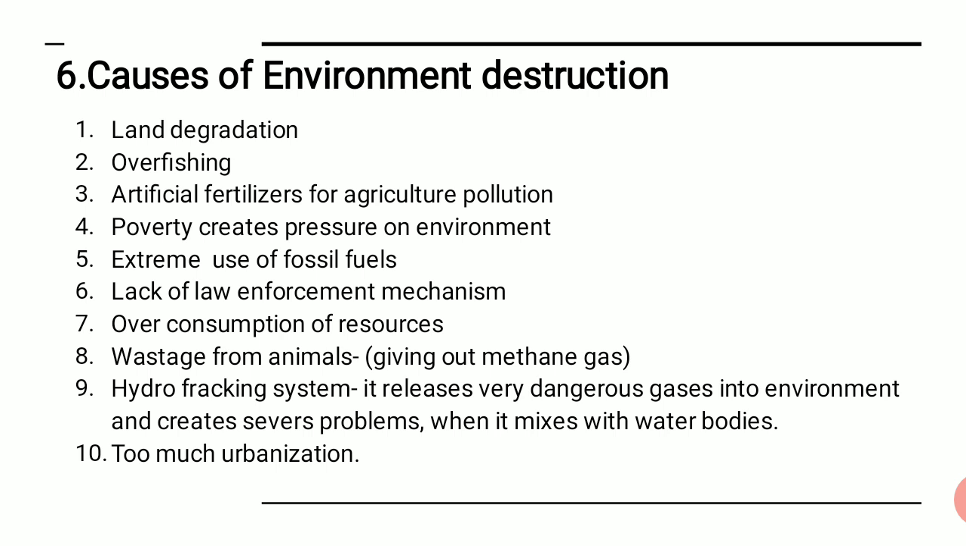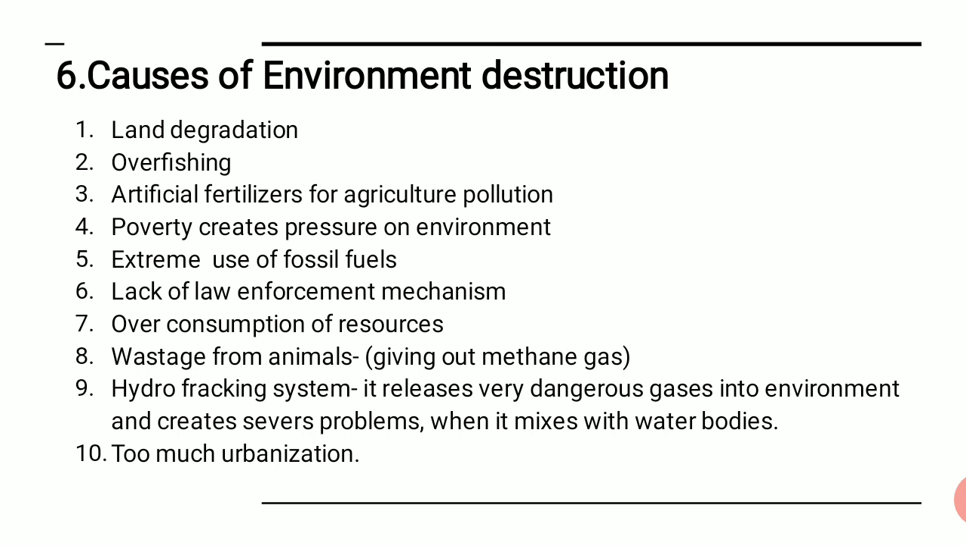Next comes up is about the hydrofracking system. Hydrofracking is such a system in which there is the release of very dangerous gases into the environment, and it creates severe problems, right? Severe problems when it mixes with the water bodies and contaminates them. That means whatever gases are being released through hydrofracking mix with one or the other water bodies and contaminate them. That means it pollutes the whole water, and because of that the content of a few dangerous gases increases. It is really very dangerous for the environment also, and it may create severe diseases also at times, right?